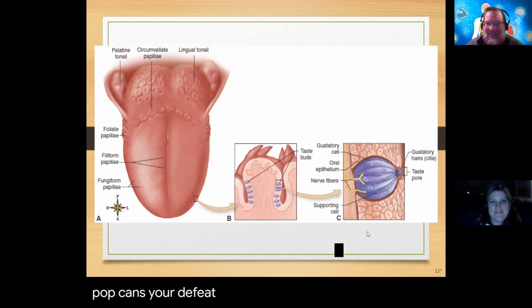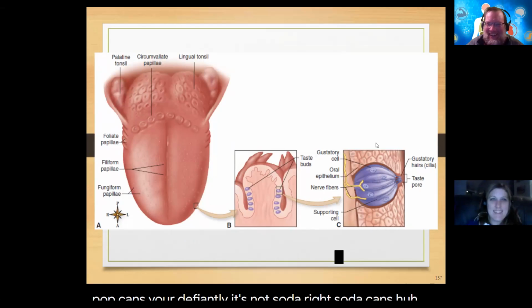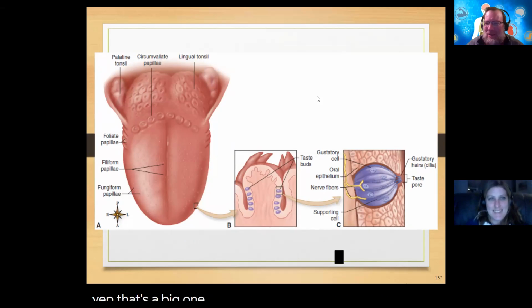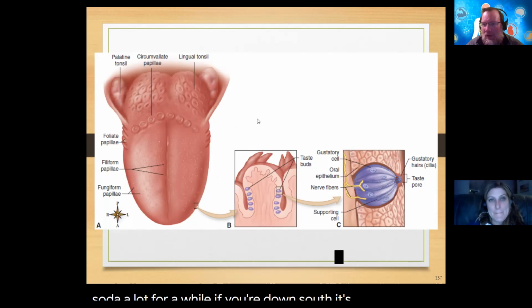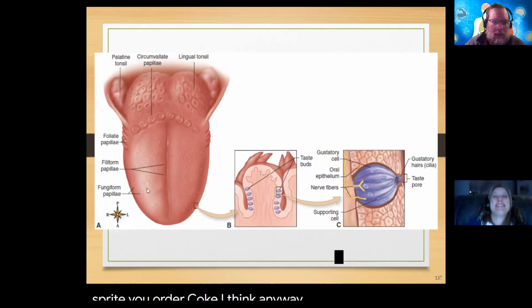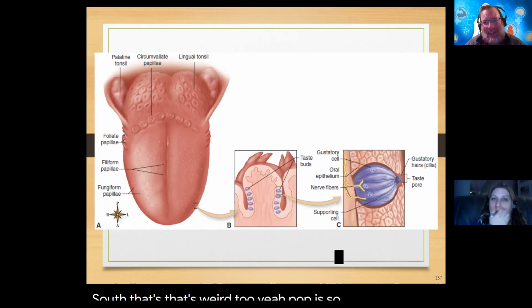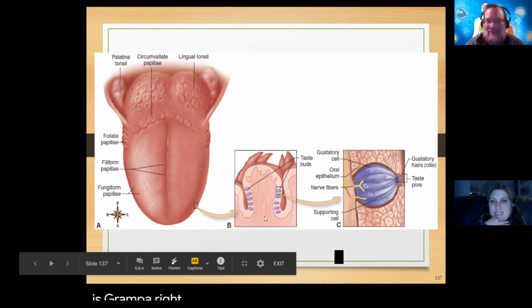Pop cans, it's not soda, right? Soda cans. Yep, that's a big one. Pop, it was pop, right? Growing up in Illinois. Yeah. When I lived out west, it was soda. So I said soda a lot for a while. If you're down south, it's Coke. Everything's Coke. Well, Coca-Cola is out of Atlanta. So if you want Sprite, you order Coke, I think. Anyway, pop is Coke down south. That's weird too. But yeah, pop is soda. Yeah, soda. Pop is grandpa, right? And soda is pop.